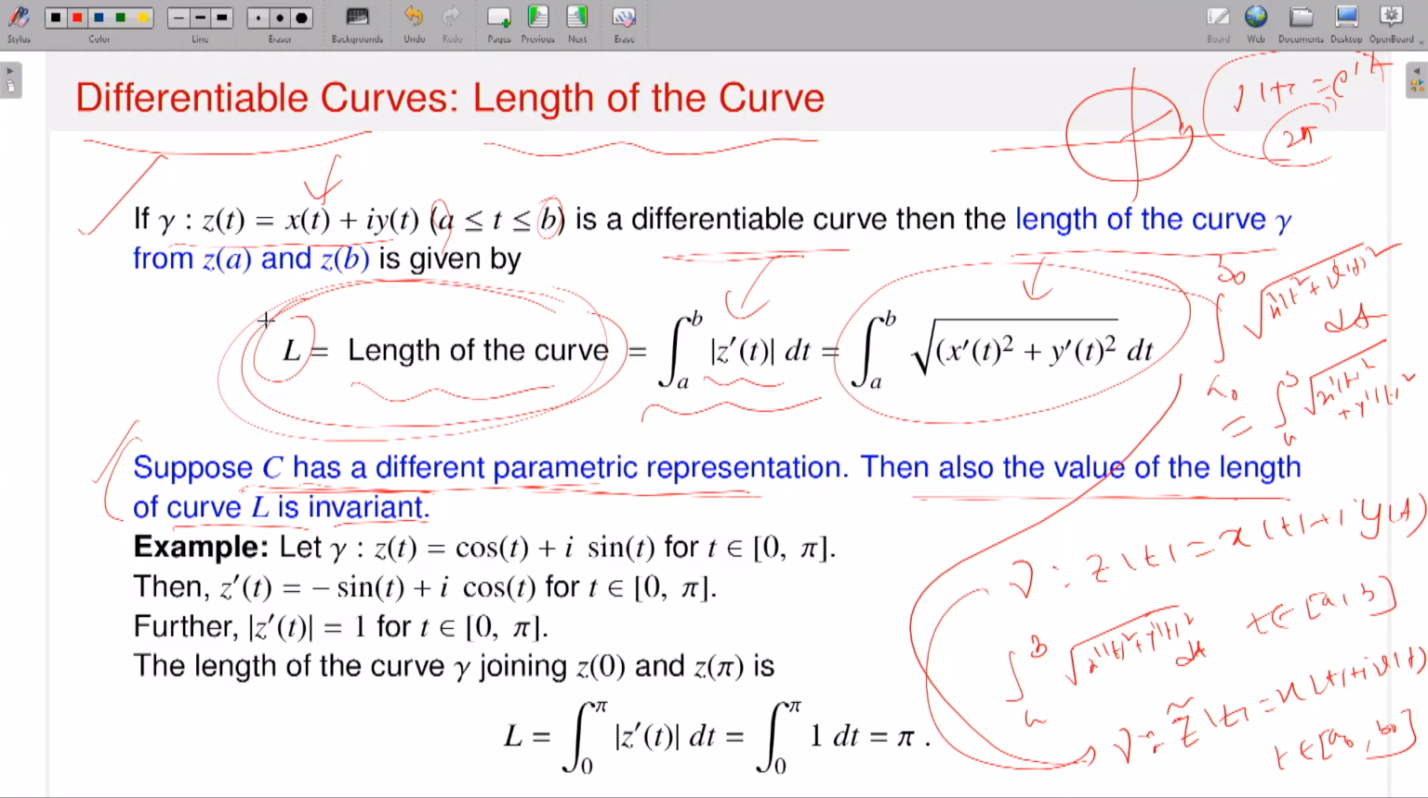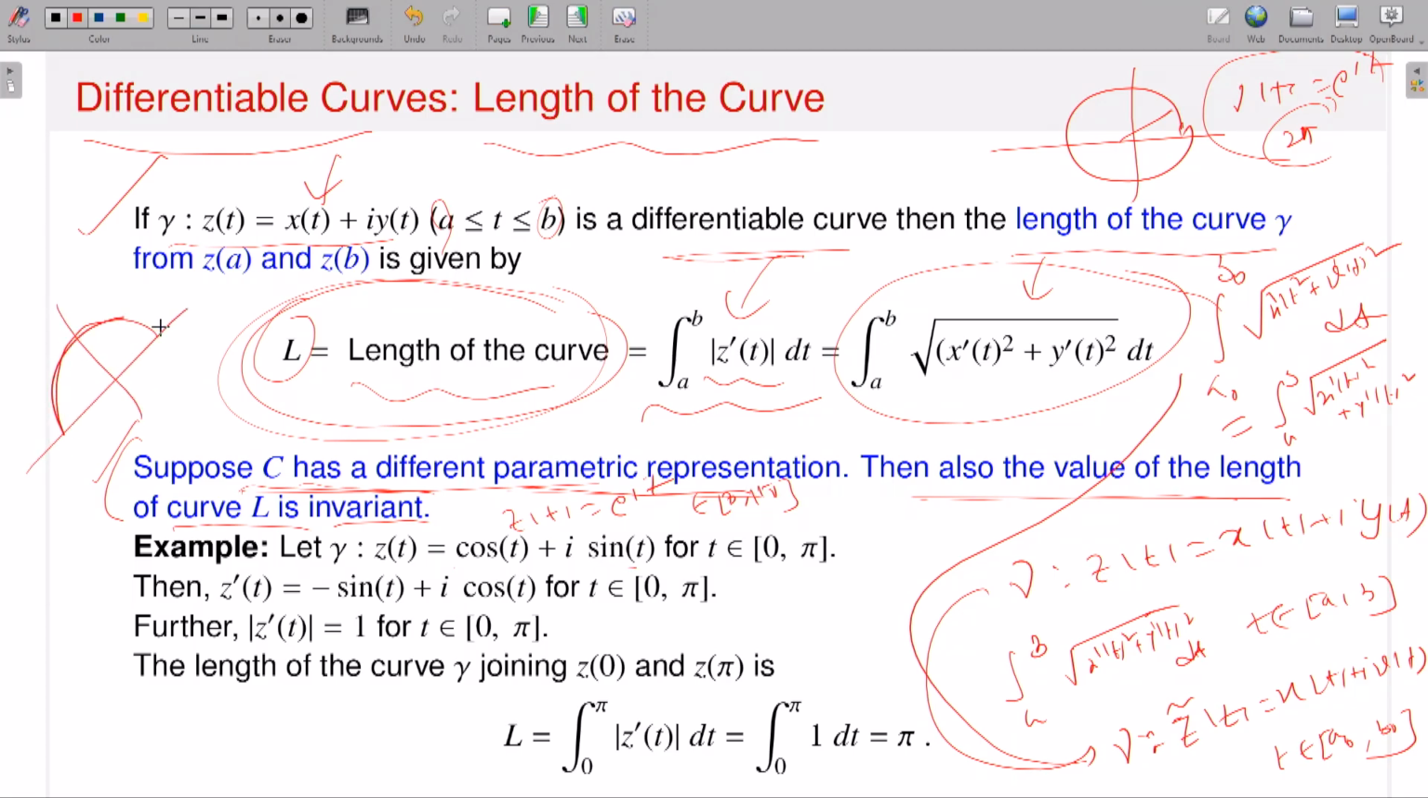So one example, as I said, you just calculate: suppose your circle. z(t) is equal to e to the power i t, with t running from 0 to pi. That means I have 0 to pi, not 2 pi, so that means I have a semicircle.